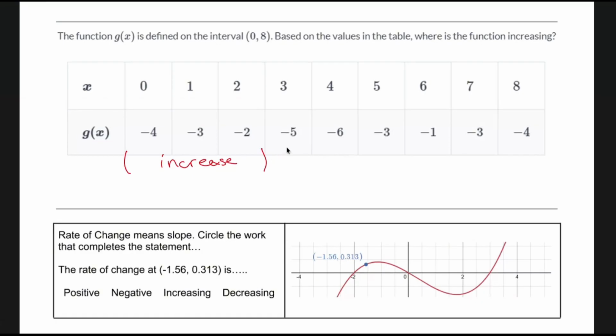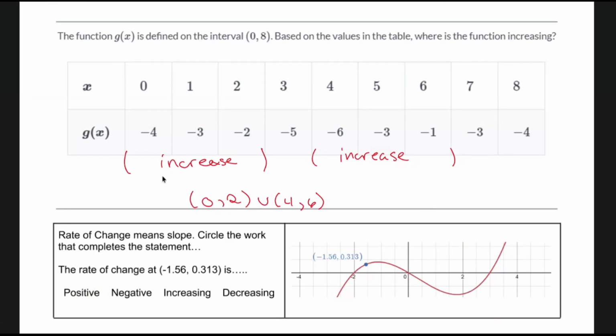So we go from -5 to -6, but from -6 to -3, so we start increasing again. But then here we go from -3 to -4, so we start decreasing. So we're going up, go down, and then all of a sudden go up again, and then go down again. So our intervals are going to be between 0 and 2, union 4 and 6. And that's where we're increasing.